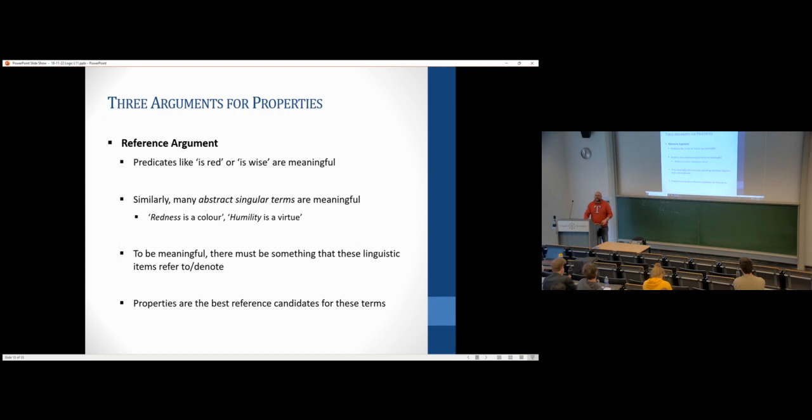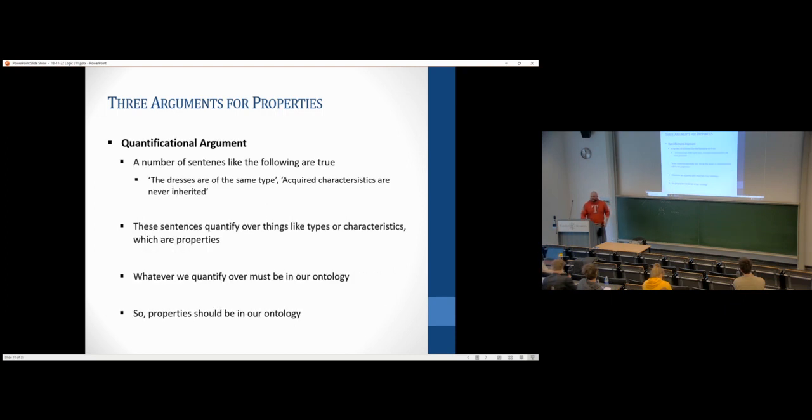Now our last one. We'll do the last one and then we'll go for our break. The last argument actually uses the notion of ontological commitment that we talked about earlier. So it goes like this. The first premise is we have a number of sentences like the following that are true. These dresses are of the same type. Acquired characteristics are never inherited. Redness is a color. Humility is a virtue, etc.